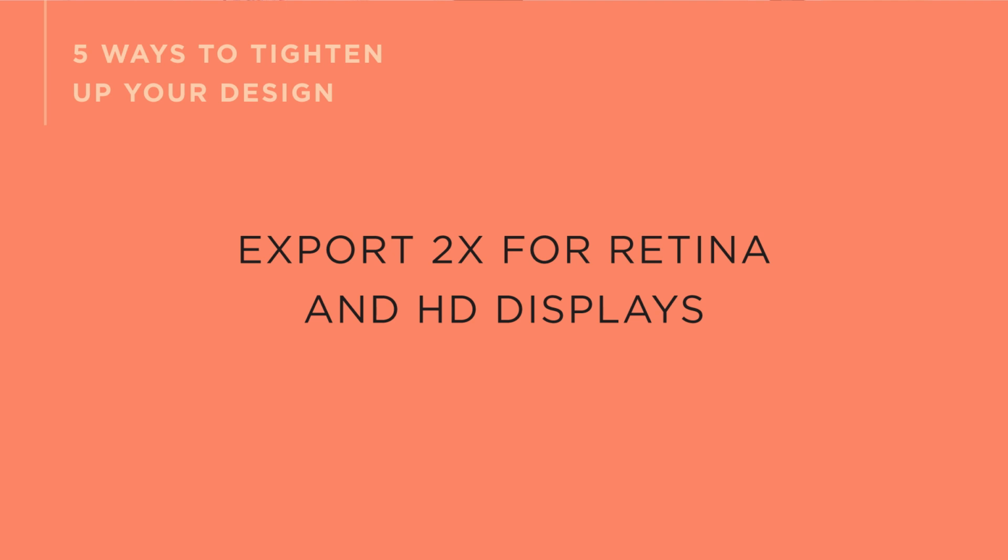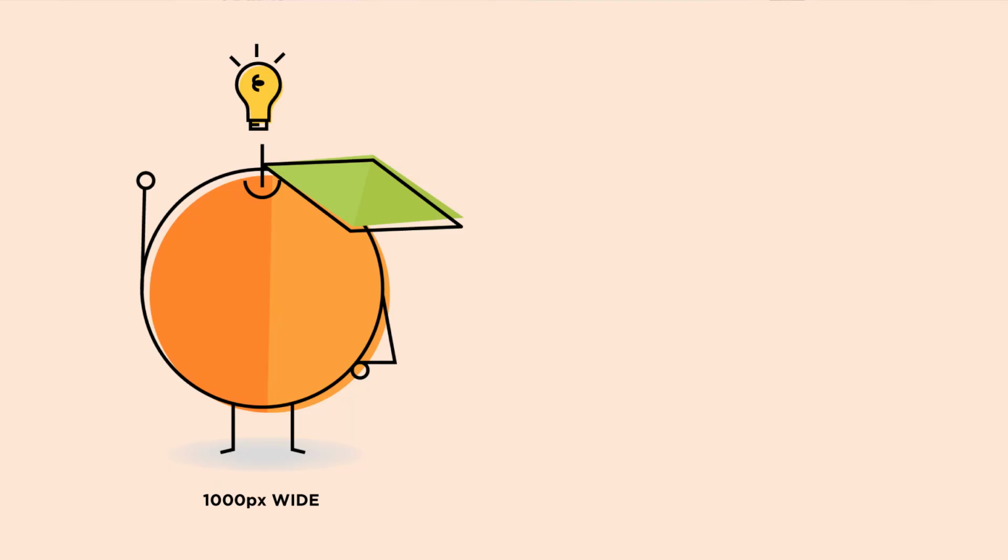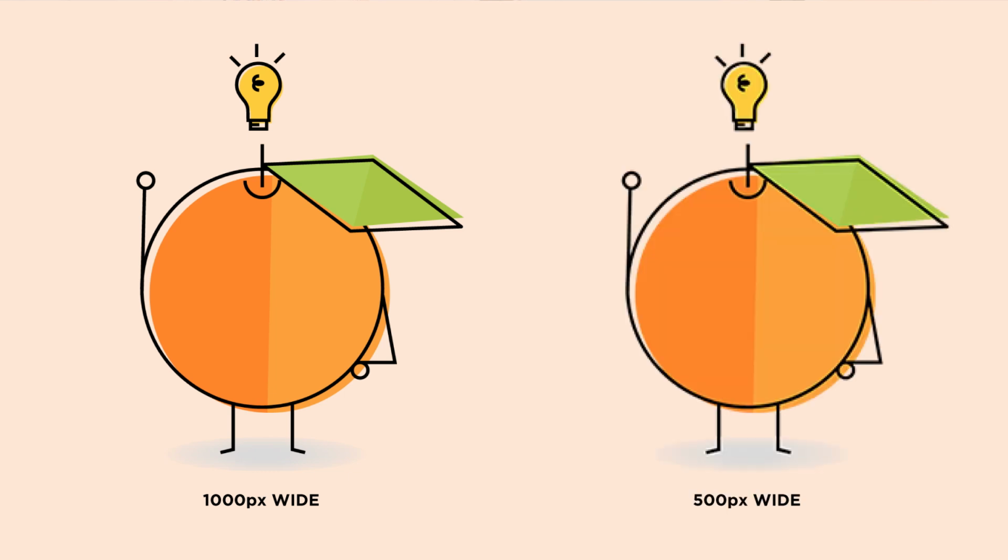Export twice as large for Retina and HD displays. Technology is crazy. Everyone nowadays has a Retina display or an HD display. Have an iPhone that's not 5 years old? You have a Retina display. This basically means that pixels are getting smaller and our screens are showing us more information and more detail than ever before. Graphics that used to be readable at 1000 pixels wide are now displaying like they're only 500 pixels wide. And it looks pretty gross.